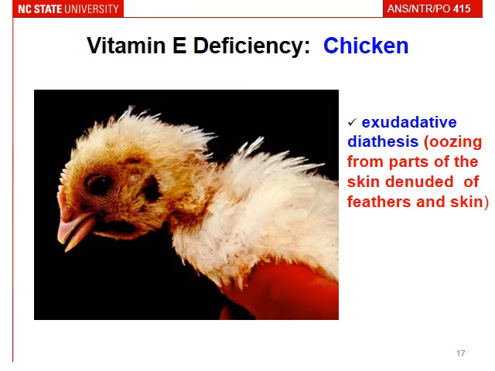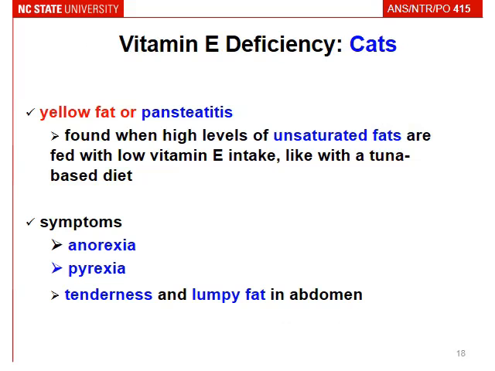And here we have an example of exudative diathesis, which basically means we have fluids just oozing out of the skin and the feathers. They are unable to keep the fluids, and it makes all their vessels more leaky because you have so much peroxidation. We're not able to keep those nice tight junctions. So this is a pretty severe case of vitamin E deficiency.